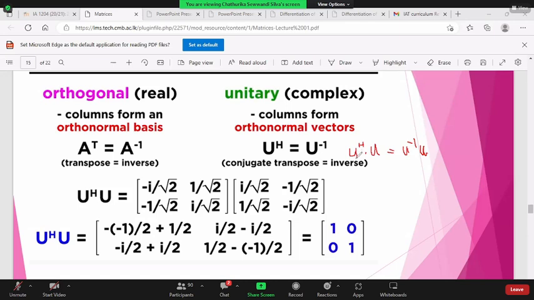So here, Hermitian matrix multiplied by U is equal to U inverse matrix multiplied by U. So what is this equal to?